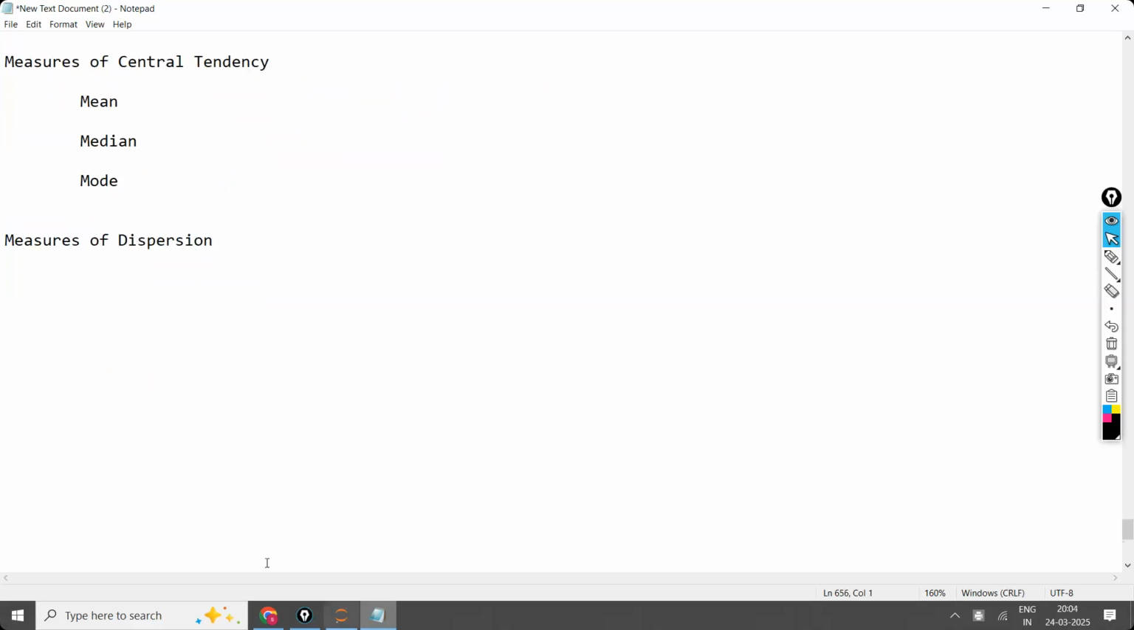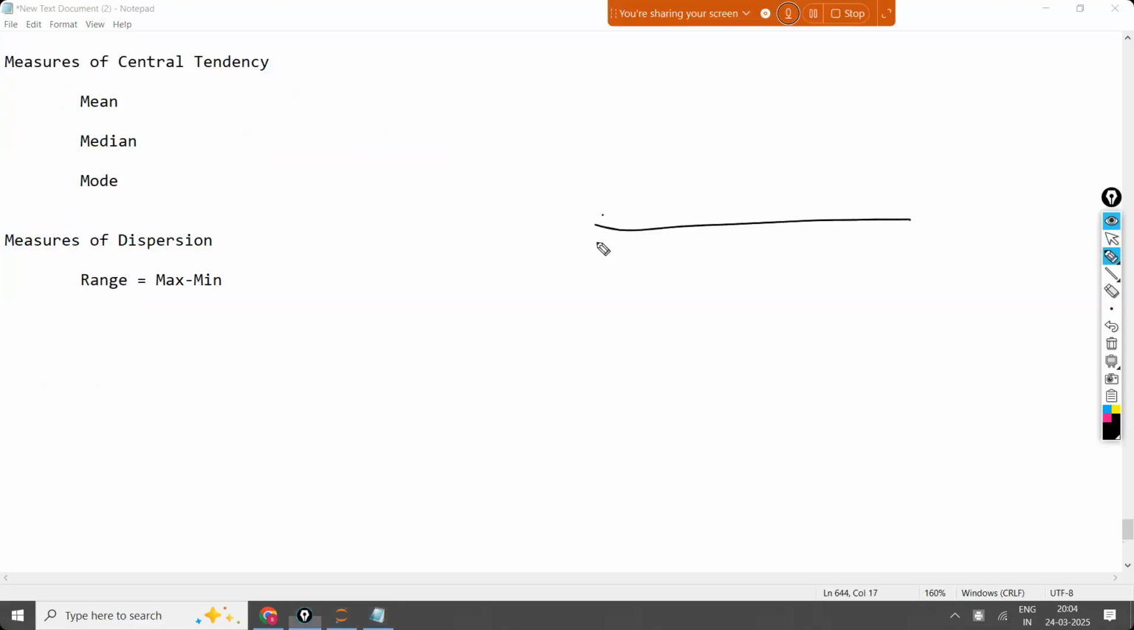Within the measures of dispersion, the first one is called range. Range is nothing but maximum value minus minimum value. Measures of dispersion always measure the spread from starting to ending. They measure an interval; they will not focus on a single value. They measure how the data is spread. Right? Now this is range.